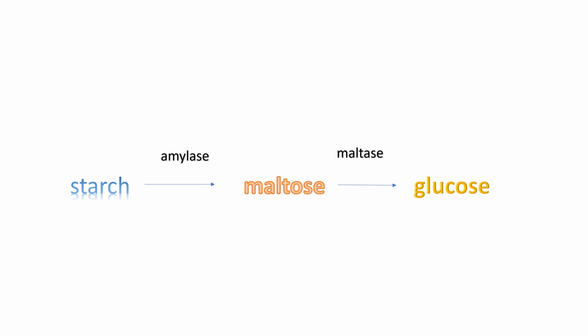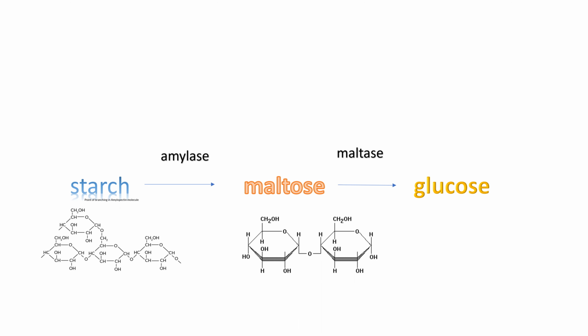And so you can see here the molecule of the starch, the molecule of the maltose, and the molecule of the glucose. In the molecule of the starch there are a lot of atoms, but in the maltose there are two of them, and then in the glucose there is one of them. So that's the proof that the enzymes, the amylase and the maltase, really transform starch into maltose and then into glucose.